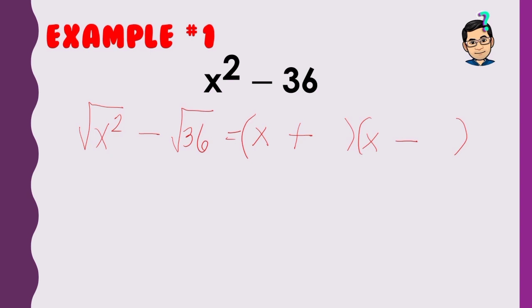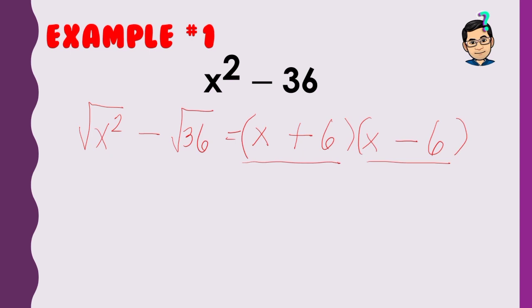And then, what is the square root of 36? The square root of 36 is 6. So, ilalagay natin dito 6 and then 6 din dito sa right side. So, ito na yung factor ng x squared minus 36. To check kung tama nga ba yung mga factors natin, pwede natin siyang i-multiply.